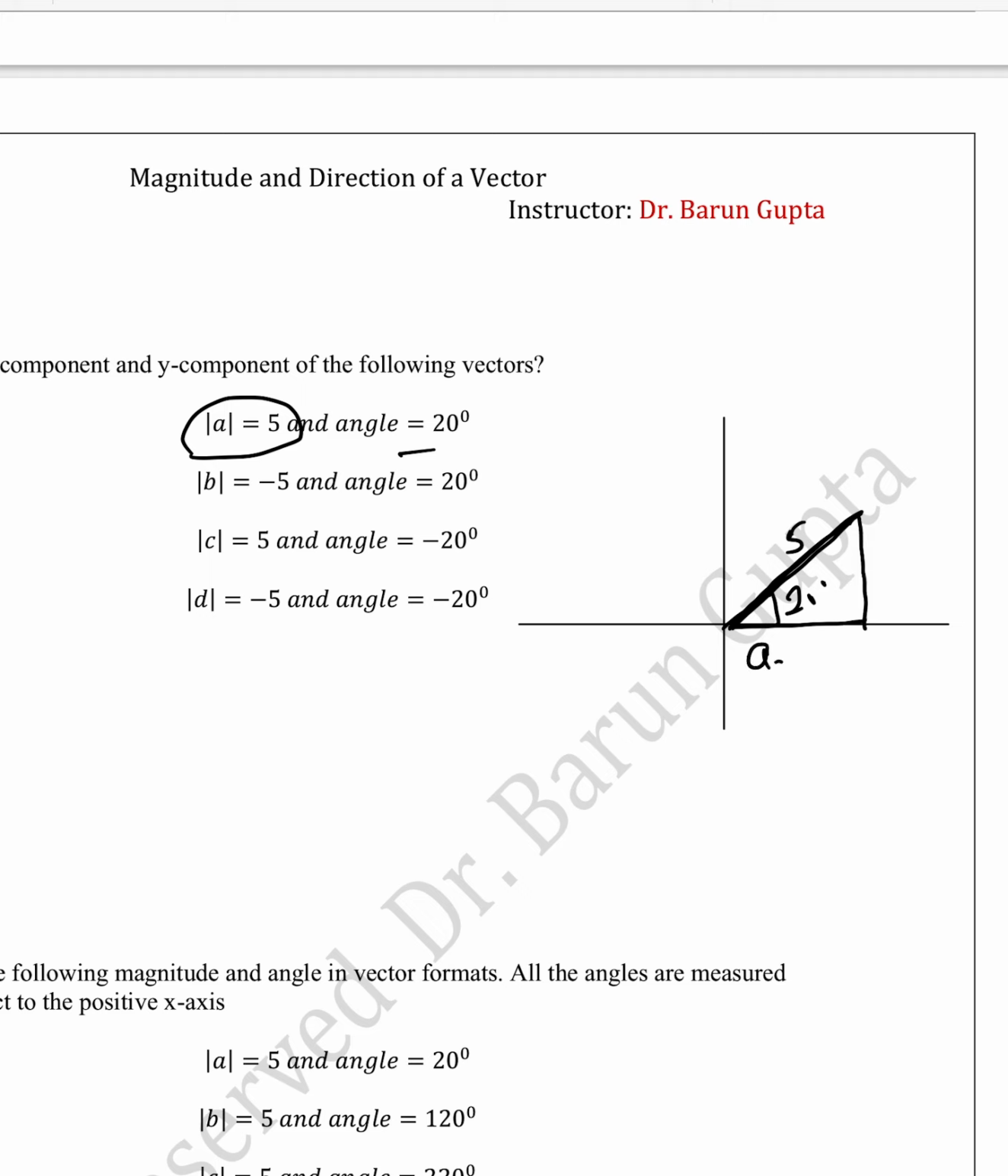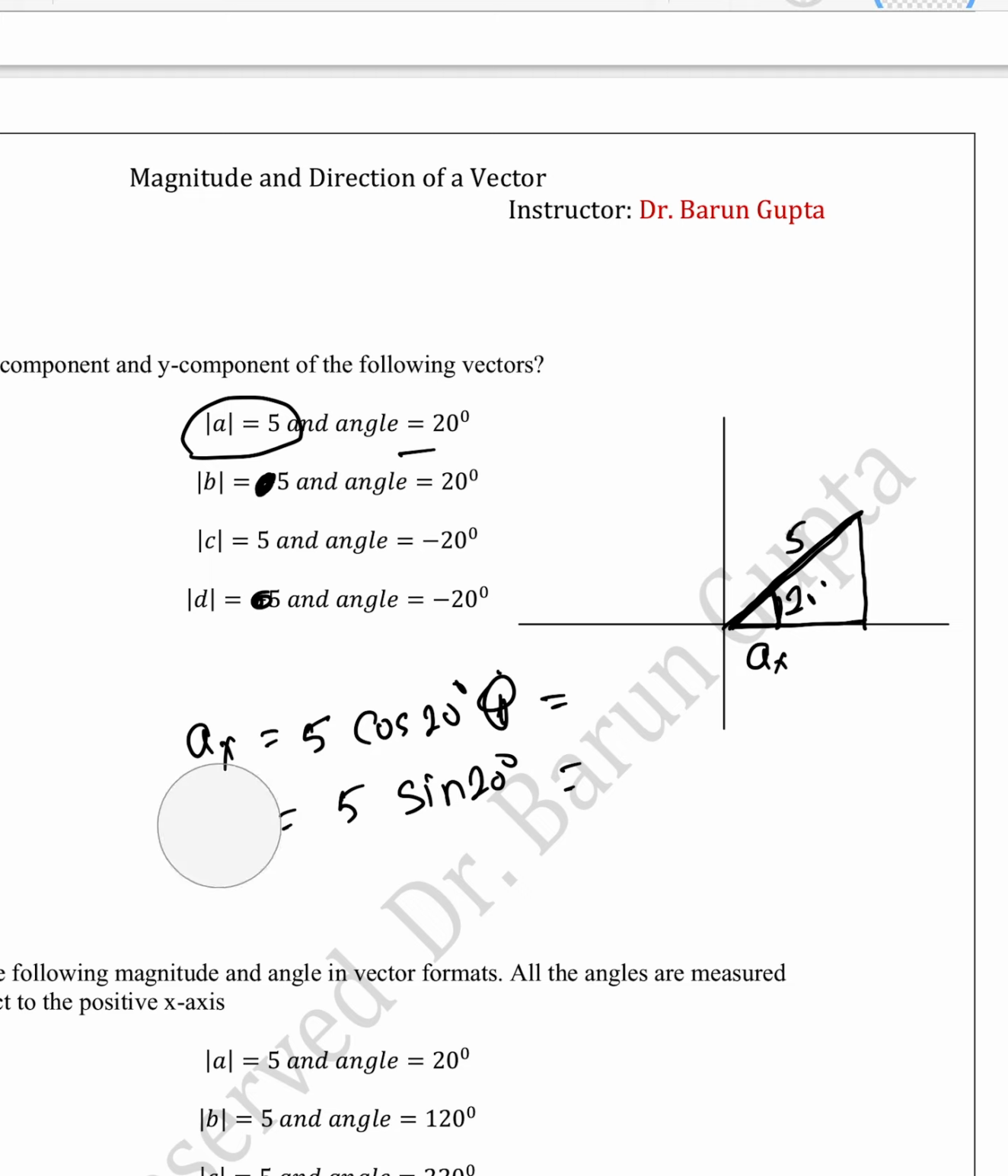And this ax, that we call the x component, will be 5 times cosine of this angle here, 20 degrees. And similarly, ay would be 5 times sine 20 degrees. Whatever number you get, that is your answer. And again, there is a typo here. This should not be negative, it has to be positive. So just do your math exactly the way I did.